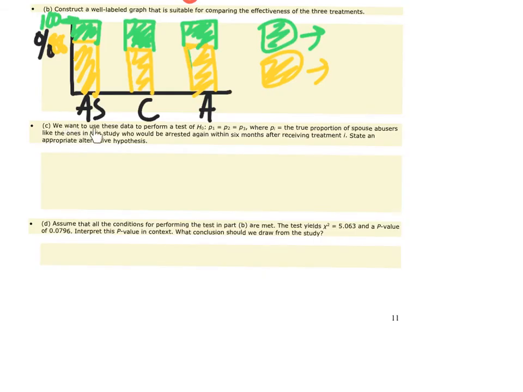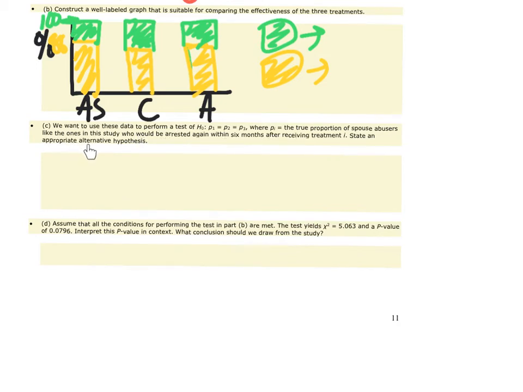Part C, we want to use these data to perform a hypothesis test that proportions are all equal, which is H sub O, where P is the true proportion of spouse abusers, like the ones in the study, who would be arrested again within 6 months after receiving treatment.